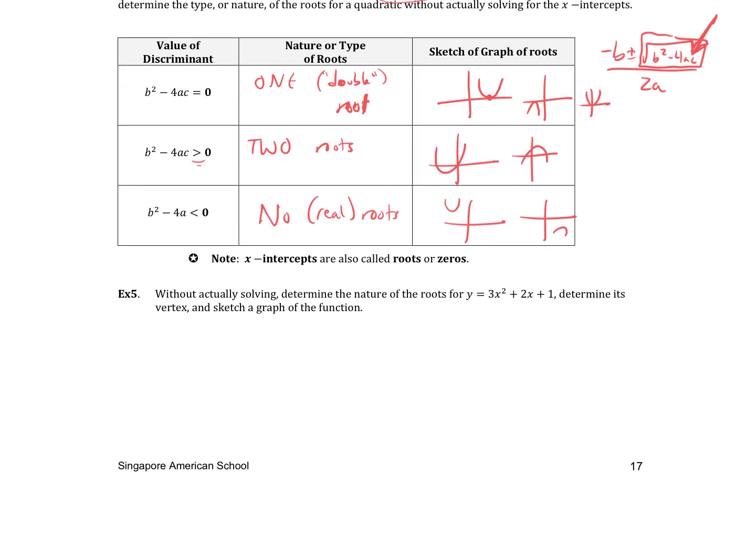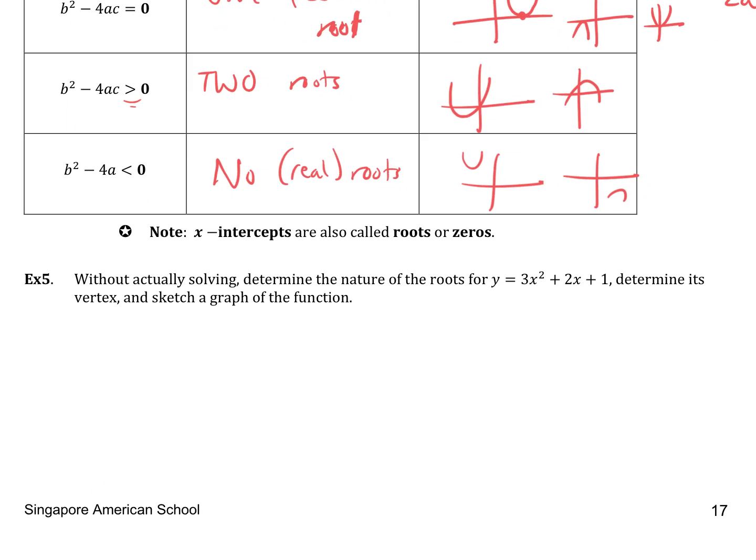Okay. Without actually solving, determine the nature of the roots. Let's actually do this one. We haven't really done this yet. Let's just look at the b squared minus 4ac, the part that would be inside the parentheses. Well, b squared is 4 minus 4 times 3 times 1. That's going to be 4 minus 12, which is negative 8, so we'll say no real roots. I can stop right there. I just know it's going to be some kind of parabola that turns around before it ever crosses the axis.